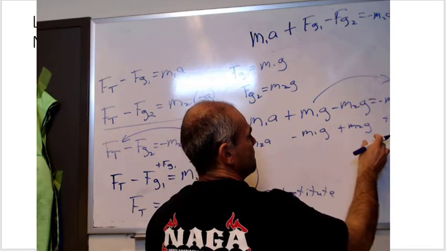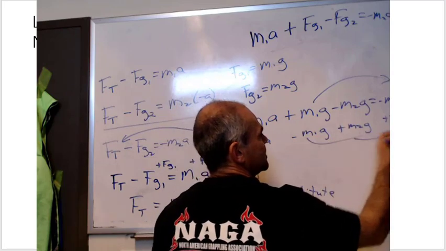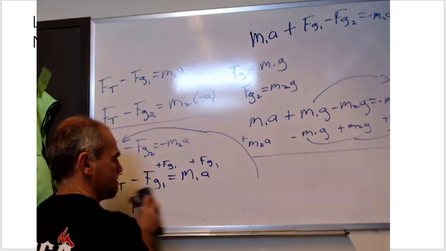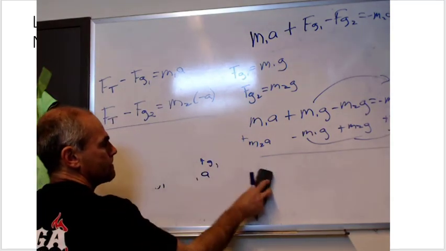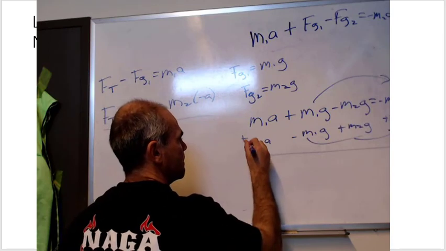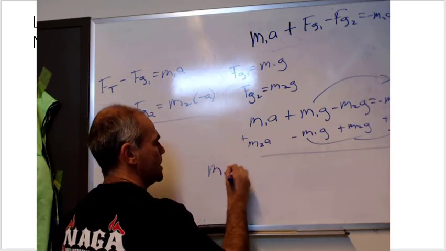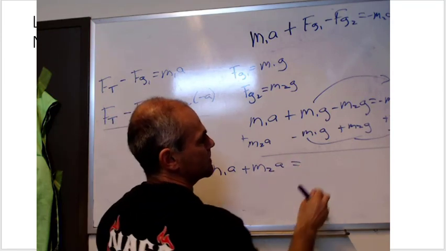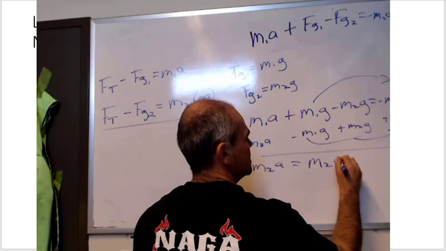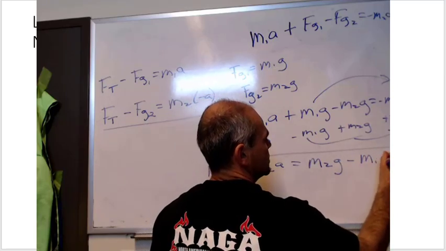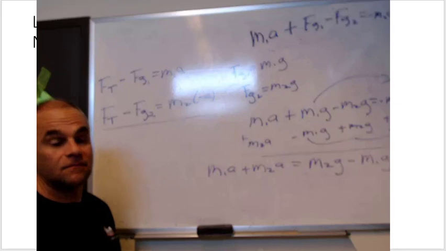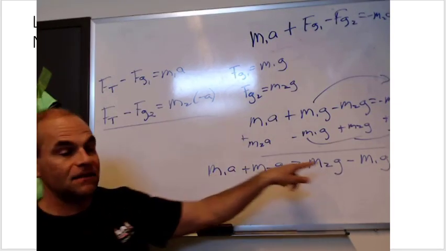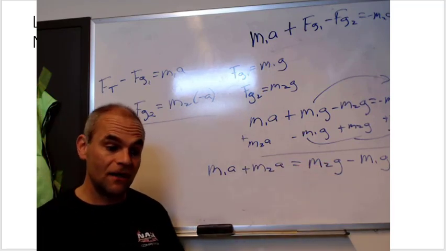Do the same thing over here. If I do all that, here's what I'll get: M1A plus M2A equals M2g minus M1g. Hopefully you followed all that. All I did was rearrange this equation to get the A's on one side and the g's on the other. Try that on your own and make sure you got that.